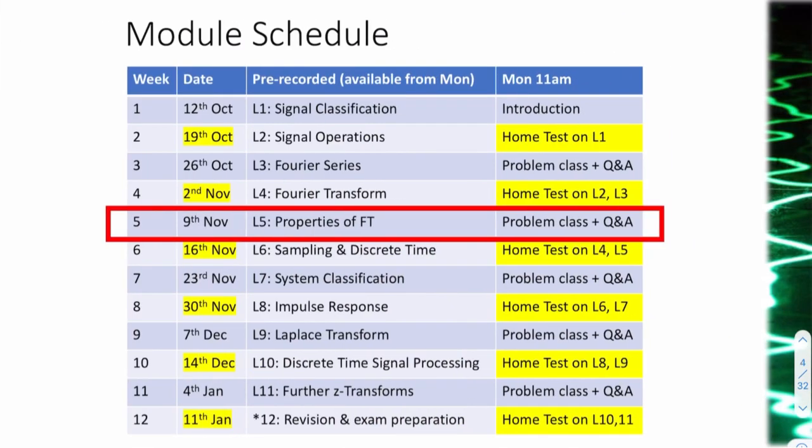So just a quick reminder of the schedule. This is where we are now. We are at lecture 5. Next week, you'll have a test that covers the contents of lectures 4 and 5. So these two topics, the Fourier transform and the properties of the Fourier transform, are included in your class test on the 16th of November. So make a note of that.